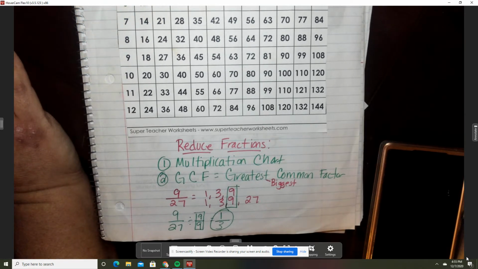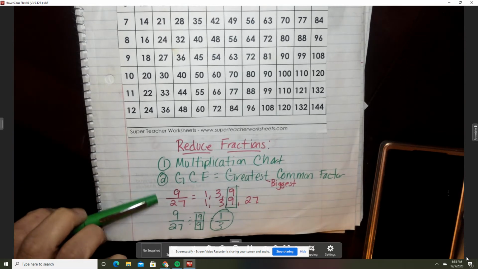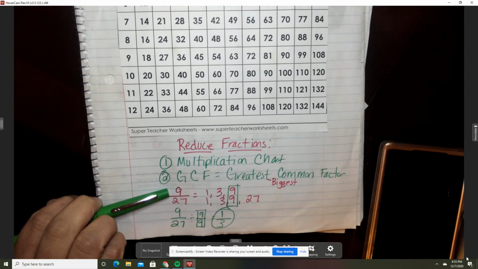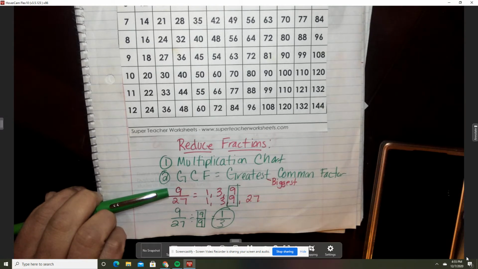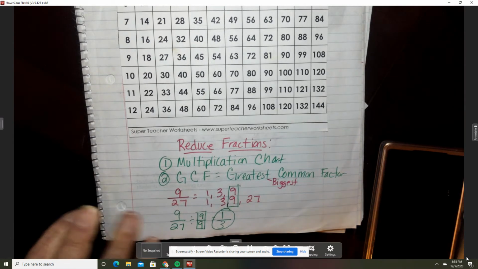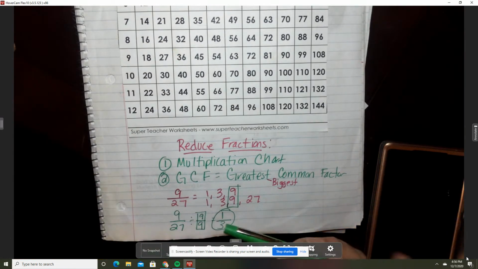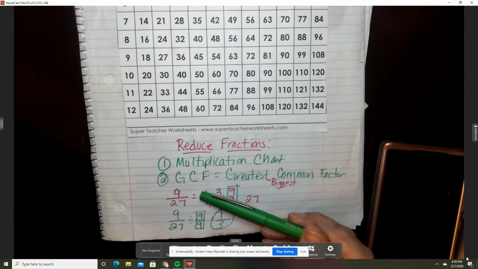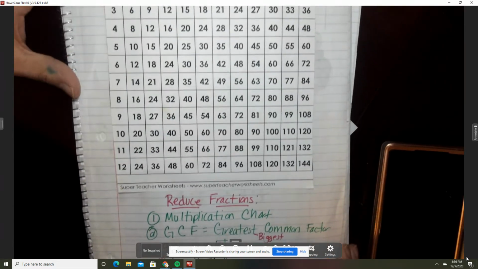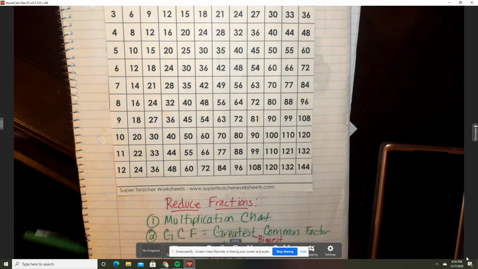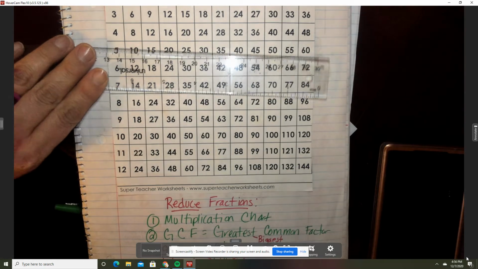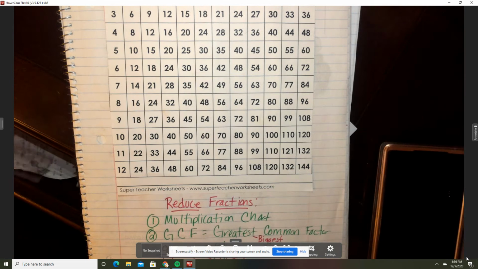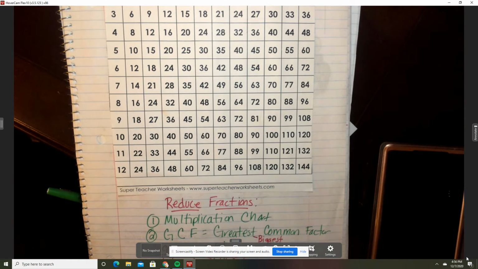Either way, you can't have a fraction that is not in its simplest form. You're always going to want to reduce your fraction. Unless the question states otherwise, always reduce your fraction or get it into simplest terms. If you're using a multiplication chart, it's really hard to see, but let me show you what you would do.